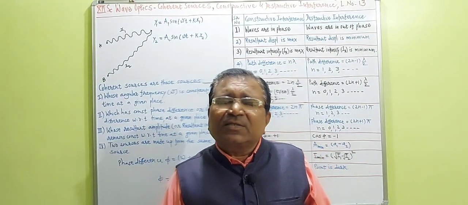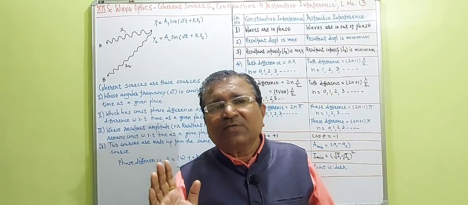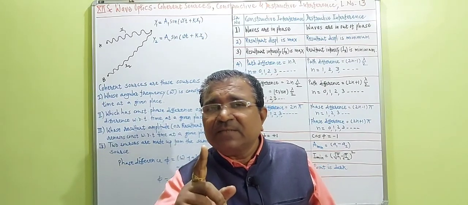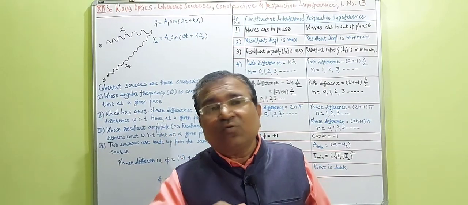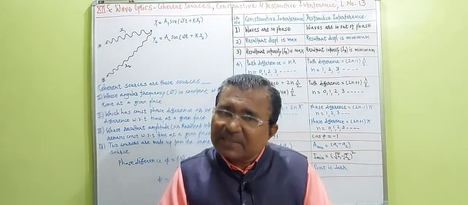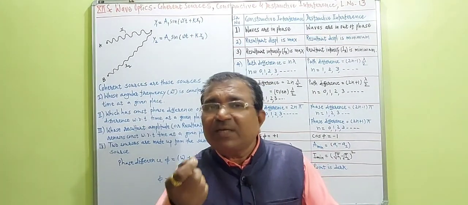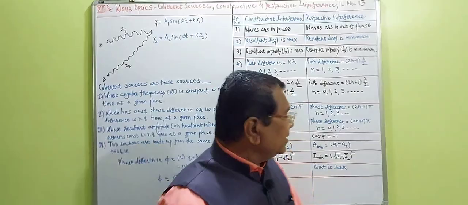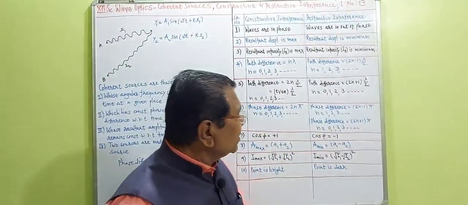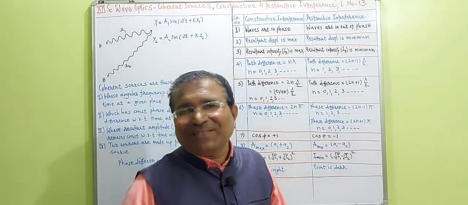After learning the definition and the concept of coherent sources, what is constructive interference? The most important thing is that interference is divided into two parts. The combination of constructive and destructive gives us interference. So at the time of constructive interference we get a bright point, that I have written at the bottom. Point is bright, we call it constructive interference. Point is dark, we call it destructive interference.